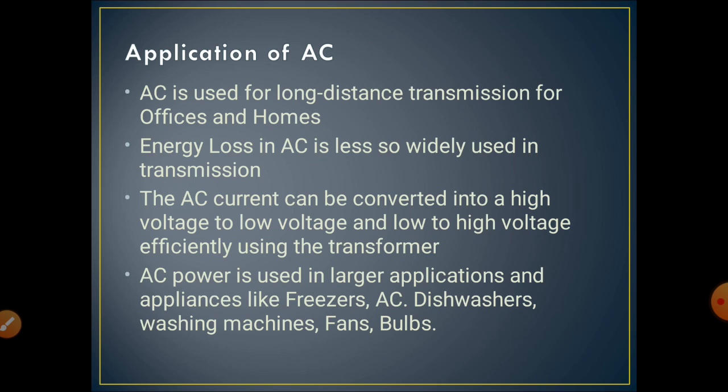Next one is applications of alternating current. The energy losses in AC are very less, so it is widely used in long transmission lines. Second one is the transformer. A transformer transfers energy from one circuit to another, and also converts high voltage level to low voltage and low voltage to high voltage. It is only applicable for AC currents. AC power is also used in larger power applications and appliances like freezers, dishwashers, washing machines, fans and bulbs.